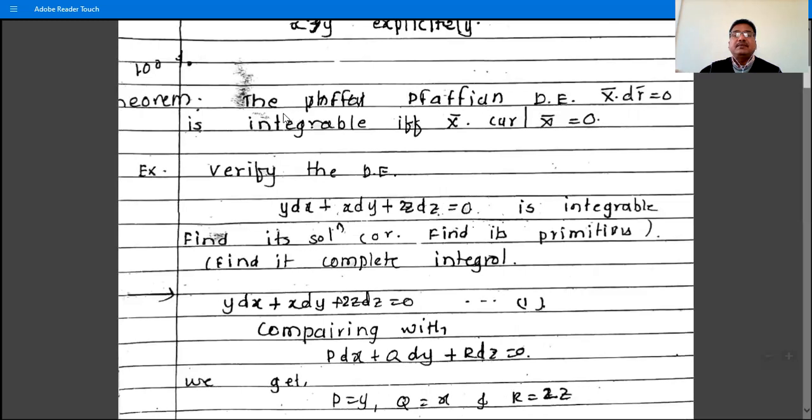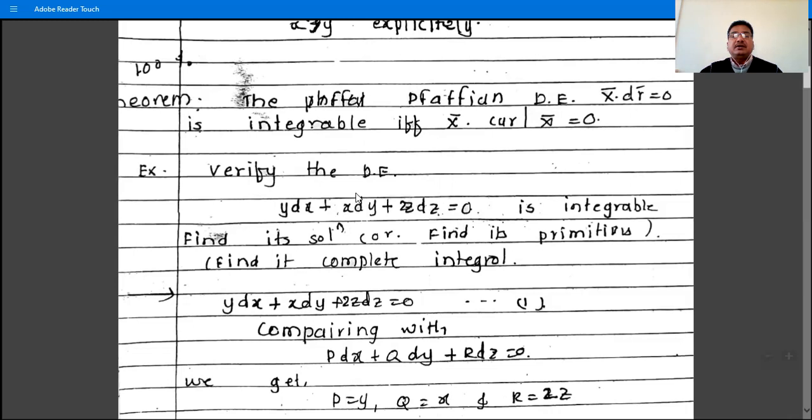Next theorem: the Pfaffian differential equation x bar dot dr bar is equal to 0 is integrable if and only if x bar dot curl x bar is 0. So this is a very important theorem. We'll see the proof of this theorem in the next part. After completing the example, we will see the proof of this theorem.